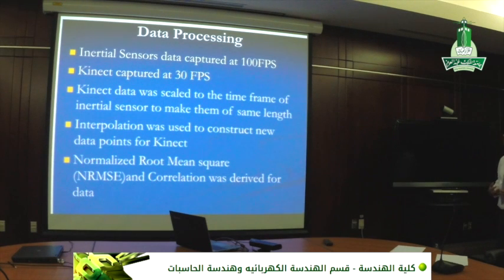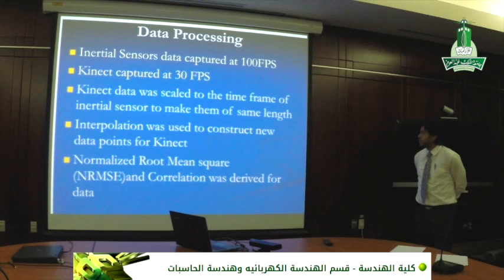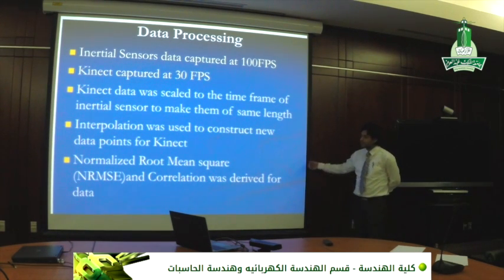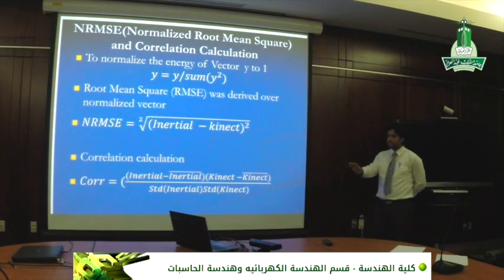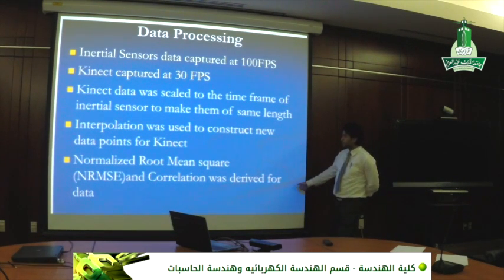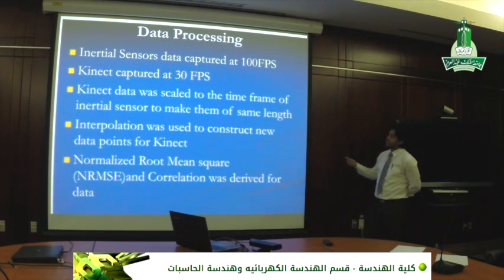In order to overcome this issue, Kinect data was scaled to the time frame of the inertial sensors to make them of the same length. Interpolation was used to construct new data points for Kinect, and normalized root mean square error and correlation were derived for the inertial and the Kinect data.